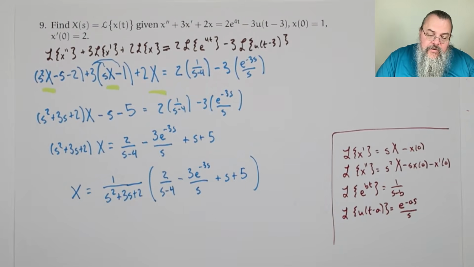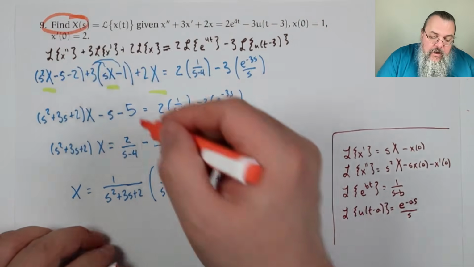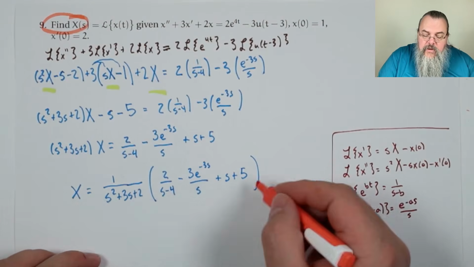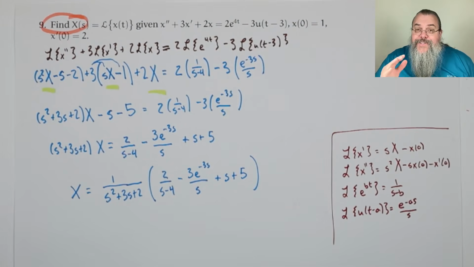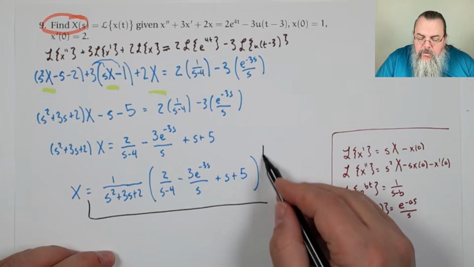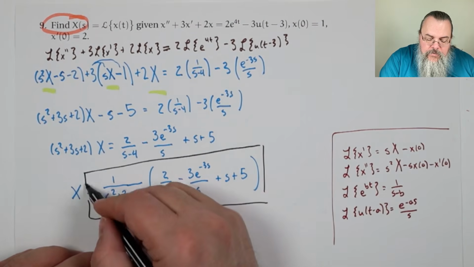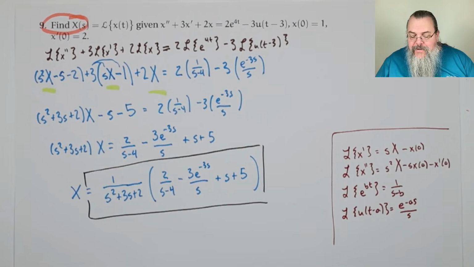The problem was find x of s. That was the goal. And we did. Here's x, so we got x by itself. And so we can box it. Or we could do more work, but I'm of the opinion, let's not do more work if we don't have to. So there we go. Our lovely answer. Whew. All right.